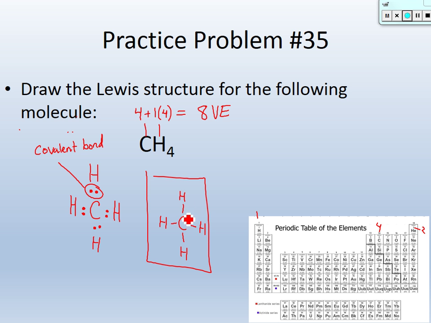How many electrons does a line represent? 2. So how many electrons do we have here? 2, 4, 6, 8. Do I have all 8 valence electrons accounted for? And the answer is yes. Are they all obeying the octet rule? Yeah. So there's my answer. That is the Lewis structure for CH4.